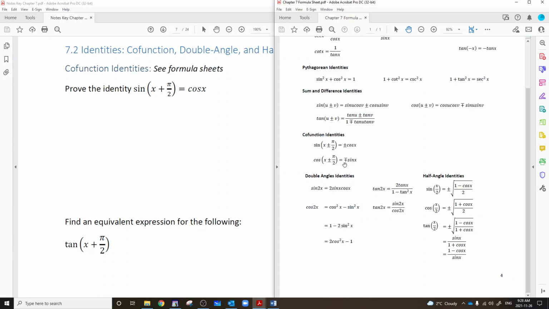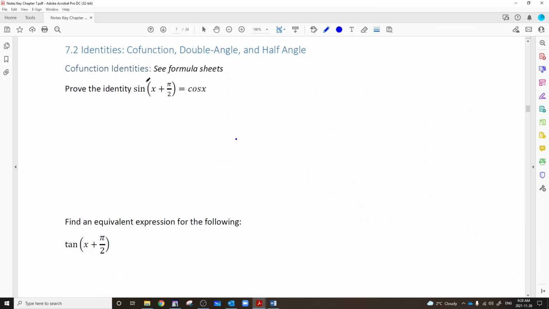So what we're going to do in this first one is prove that the cofunction identities are true. In other words, we are going to try to turn sine of x plus pi by 2 into cos x. So the way we're going to do that is we're going to just work with this, and try to turn it into cos x. So I'm going to look at the sine of x plus pi by 2 as a sum identity, and expand it out. The sine of the first angle times the cos of the second angle plus, because you keep your sign, the cos of the first angle times the sine of the second angle. And then we're going to evaluate.